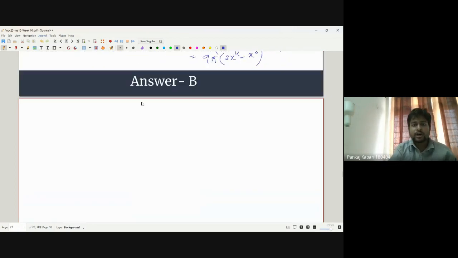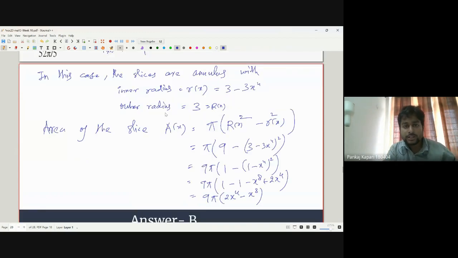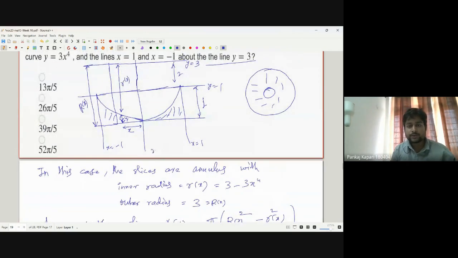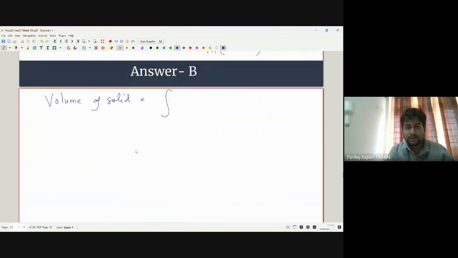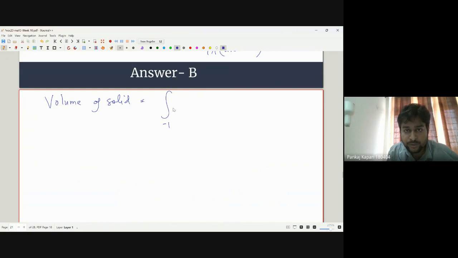So what is the volume? Now we can find the volume. So volume of solid is equal to, now you can see that your x again varies between 1 and minus 1. So your slices are between minus 1 and 1, and then you have Ax dx.